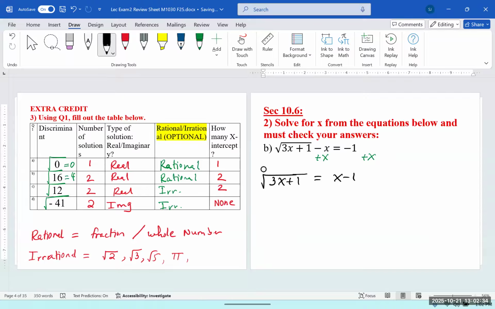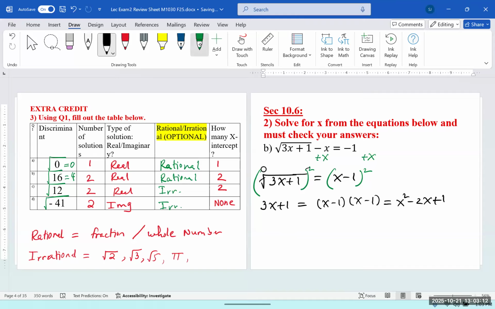What can we do? Square. So the radical and square cancel out. We get 3x plus 1. And what do we do on the right side? Well, x minus 1 times x minus 1. So what do we get? Plus 1. One side has a square and the other side has x.